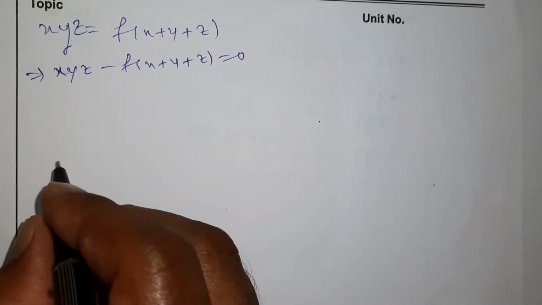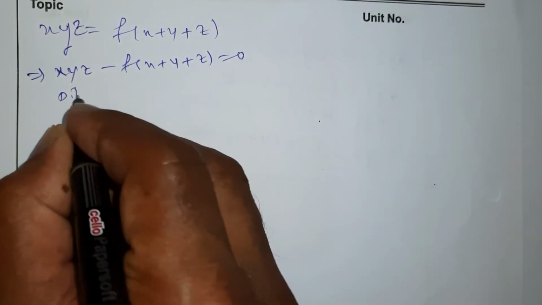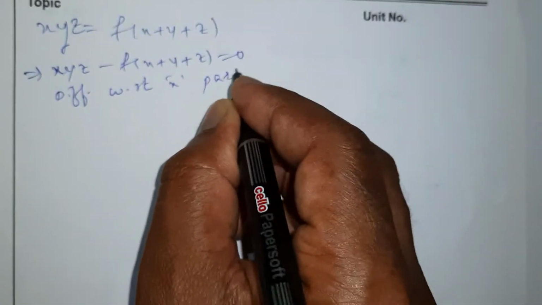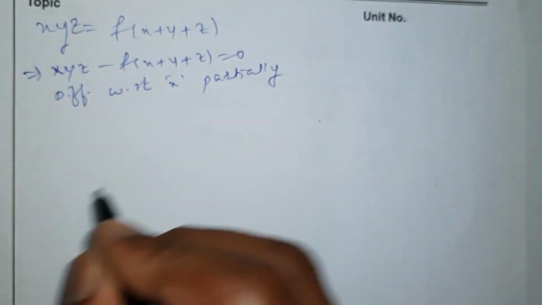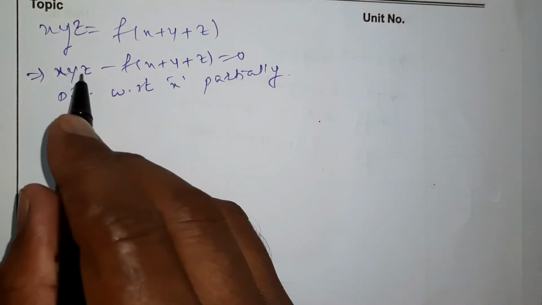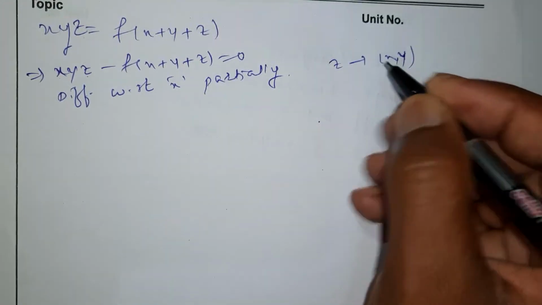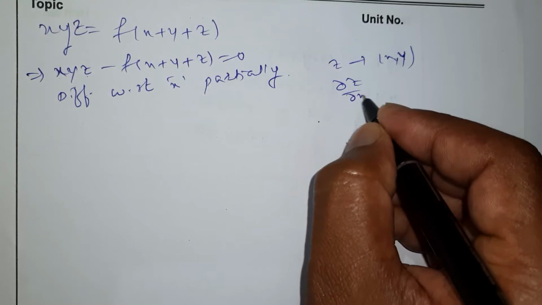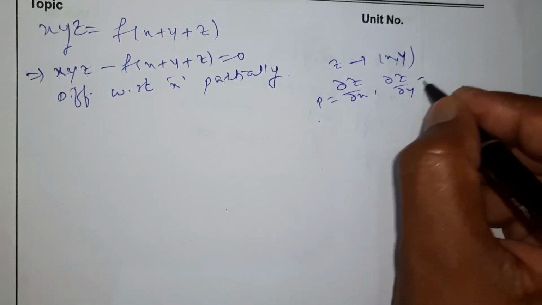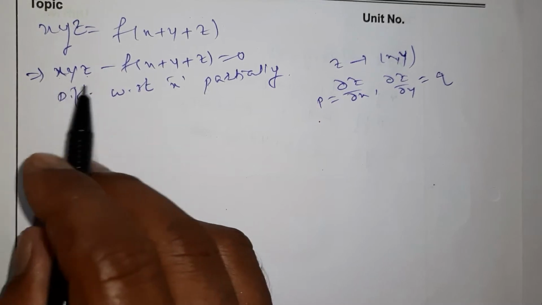Now differentiate it with respect to x partially. Tell me the derivative here. Here x and z, z is also a function of x. Keep in your mind, z is a function of x and y. And from that I can find dou z by dou x and dou z by dou y. Dou z by dou x we call it p and dou z by dou y we call it q. So the concept we are going to use here is the u into v rule.